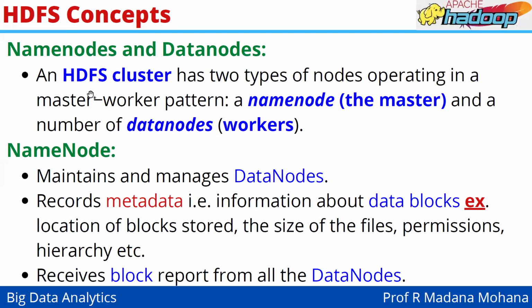Let us see the nodes in detail: name nodes and data nodes. An HDFS cluster has two types of nodes operating in a master worker pattern. A name node, which is the master, and a number of data nodes, the workers or slave nodes. The name node maintains and manages data nodes. It also records metadata, that is, information about data blocks, for example the location of blocks stored, the size of the files, permissions, hierarchy, etc. It also receives block reports from all the data nodes.